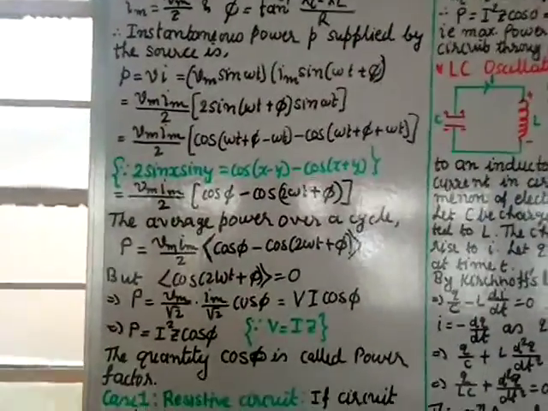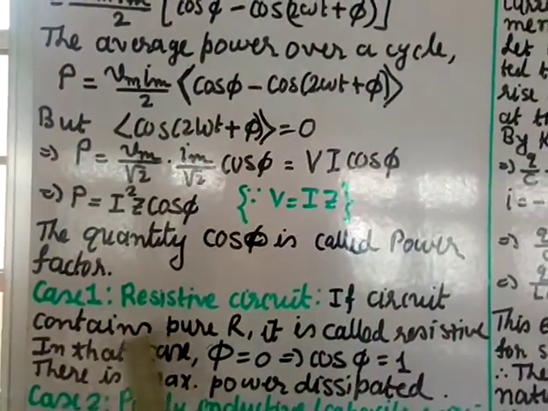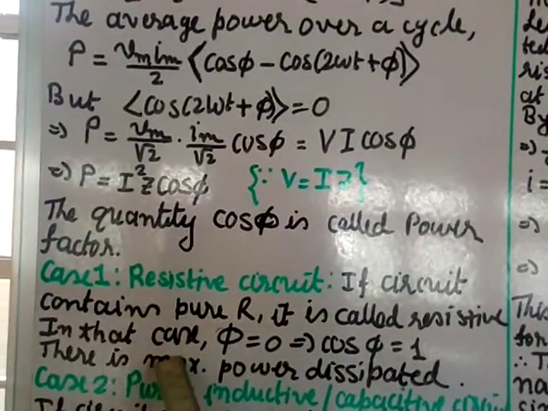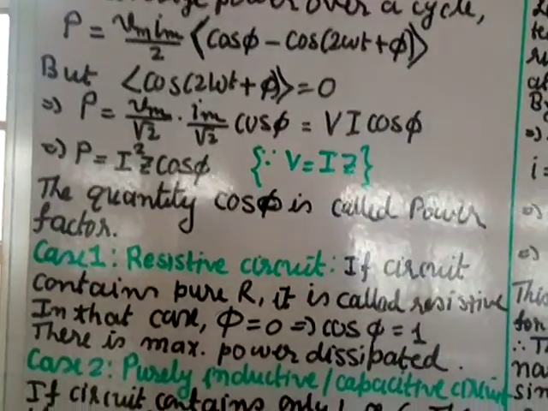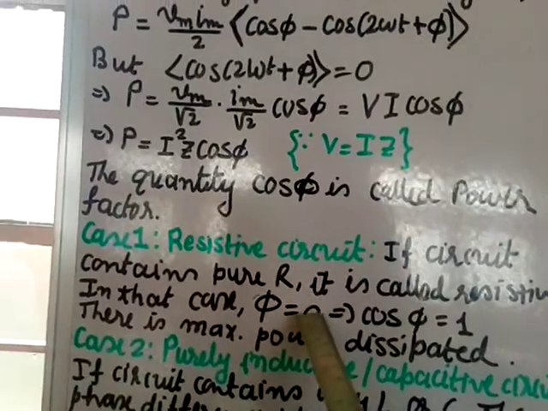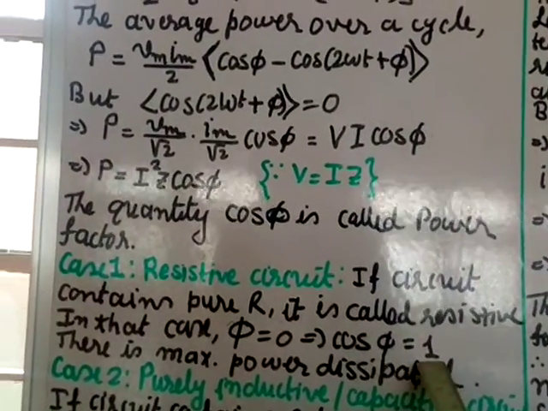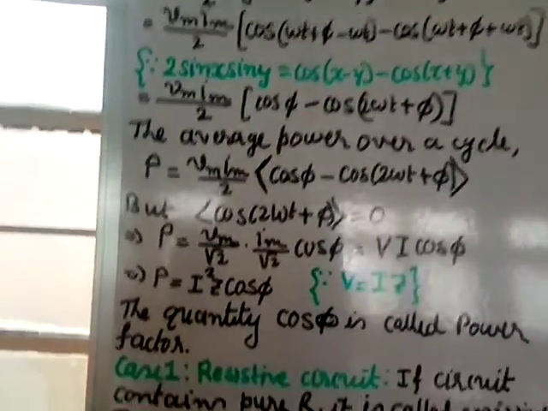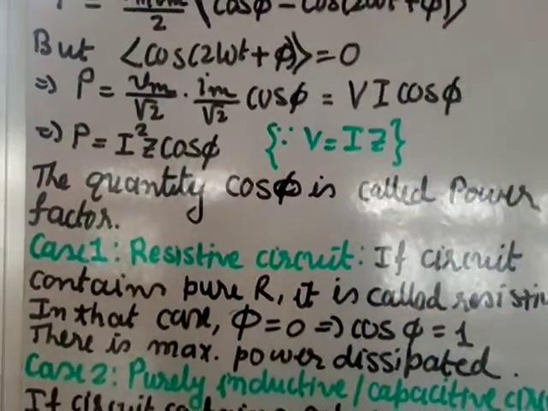Now we have 4 cases to discuss. Case 1, resistive circuit. If the circuit contains a pure resistor R, it is called resistive. In a pure resistor circuit, there is no phase difference between current and voltage, that is φ = 0. That means cos φ becomes 1, that is cos 0 is 1. So P = V I, or P = I² R. So we say that maximum power is dissipated in a pure resistive circuit.